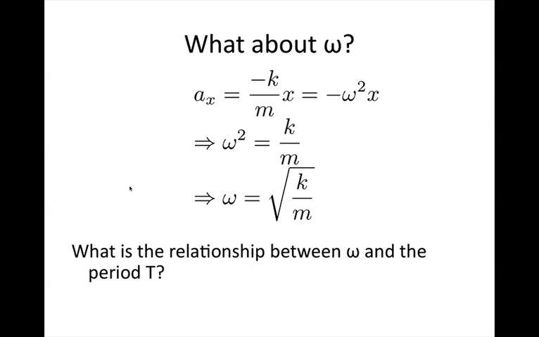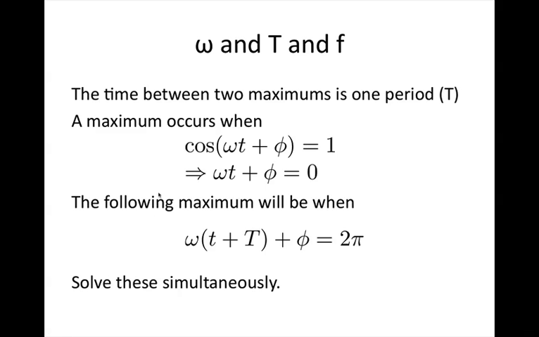Okay, so omega, we said that it satisfied the equation minus k on m x is equal to minus omega squared x. So we've already shown that omega is root k on m. Now what we want to do is work out the relationship between omega and the period of the motion.